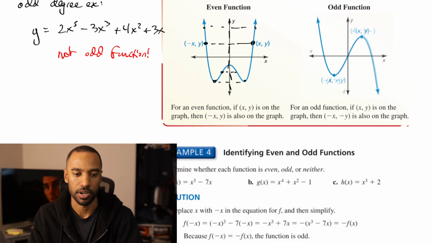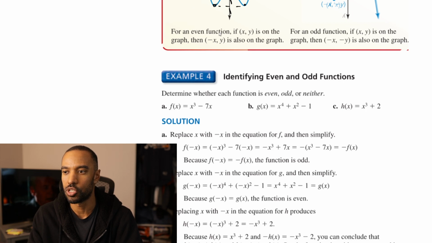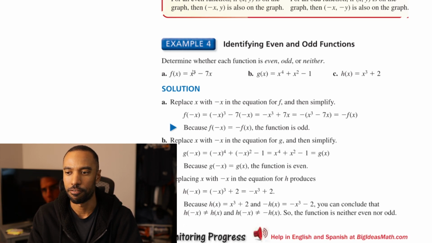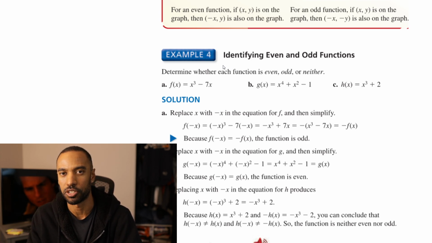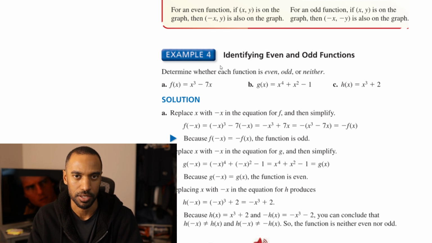Without the graph, it's very simple. What you do is you substitute negative x in for x in these polynomials, and then you determine whether or not you have the exact opposite and/or the exact same y value as you did before. If you have the exact same y value, it's an even function. If you have the exact opposite y value, it's an odd function. If you have neither, it's a neither case.